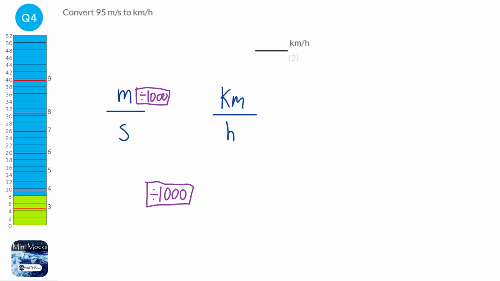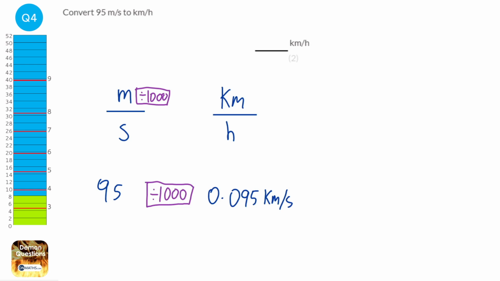So we've got 95, and we're going to divide the whole thing by 1,000, so we get 0.095, and that's going to be kilometers per second, because we haven't dealt with the seconds yet. So that's the easy part. The more difficult part is converting the seconds to hours.